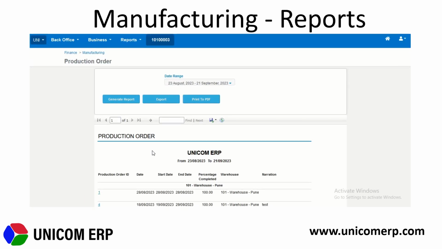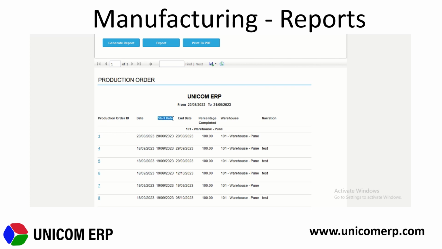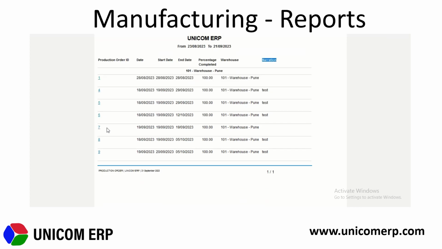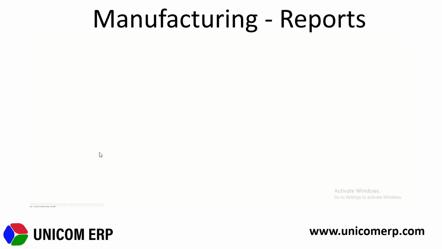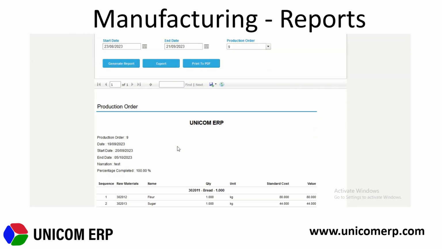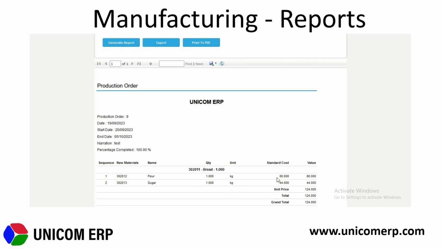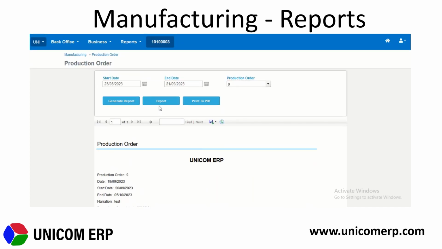It will display the basic details, like start date and end date, percentage of completion, warehouse, and narration of the production order. Then click on the Production Order ID. We get the detailed report, including all the raw materials, their unit, and standard cost of each raw material. Unit price is the cost of producing one finished good. Click on the Export option. We get the report in Excel format. If you need the report in PDF format, click on the Print to PDF option.